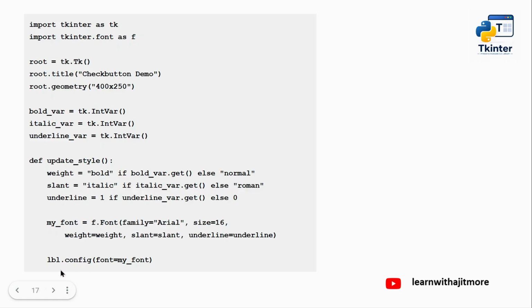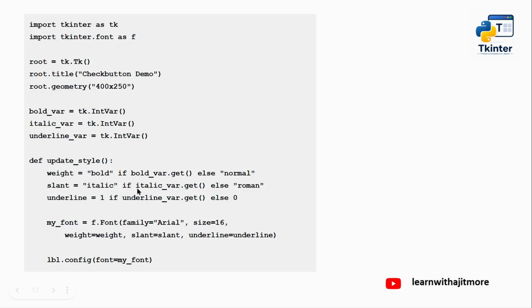The config method of that widget. The widget is lbl dot config and set which parameter? Font equal to, and this font you give. So whatever is set in it, font is Arial, size is 16. Weight depends. Weight equal to can be bold also or normal also. Slant can be italic also or Roman also. Underline can be 1 also or 0 also, depending on the state of your checkbox.